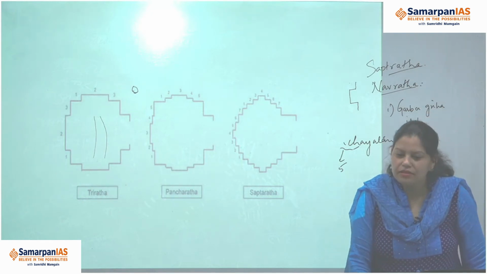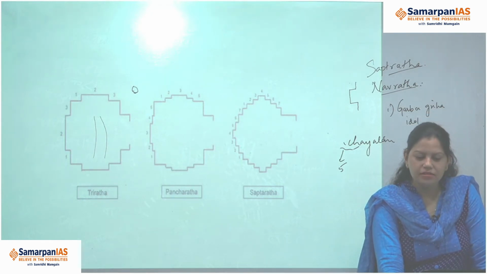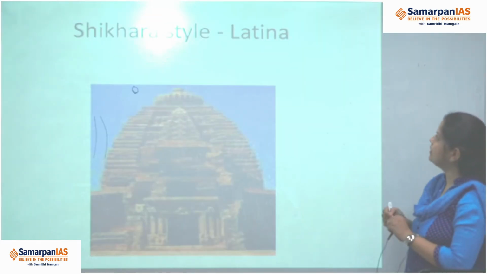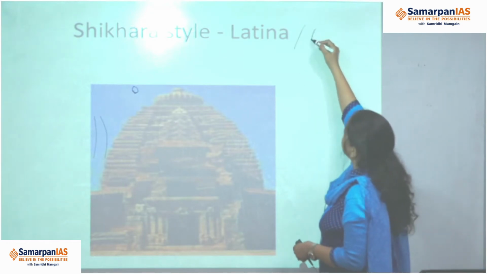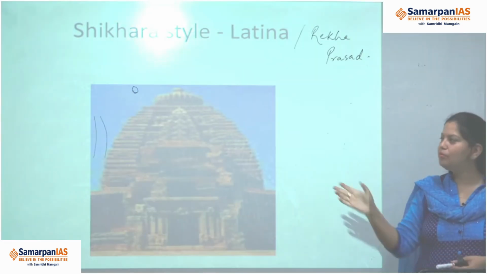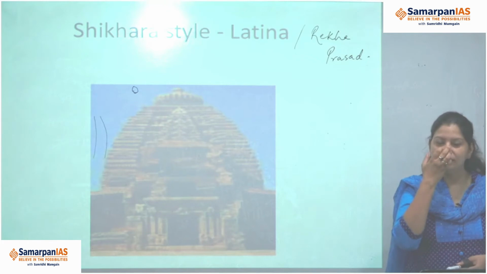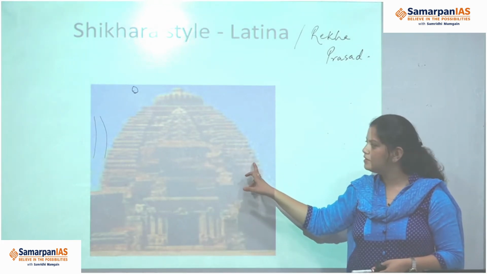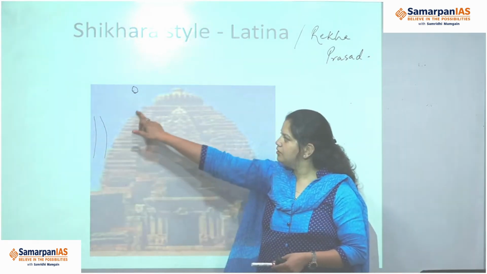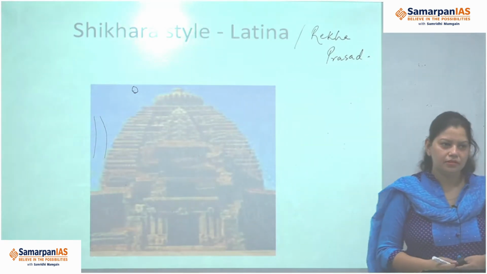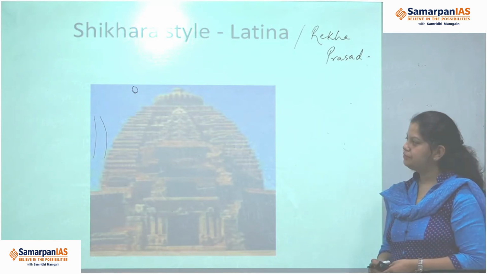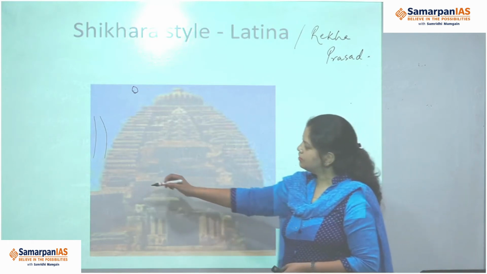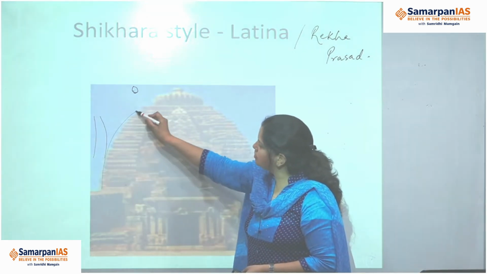The last feature of the Nagar style: shikhar could be of three types. First is Latina, also known as Rekha Prasad. The normal shikhar that we saw till now is the Latina one. This is the most common that we see across North Indian temples. I told you, an inverted beehive. So this shape is the most common. The walls slope inwards to a point. You can see the wall slopes inwards to the top.